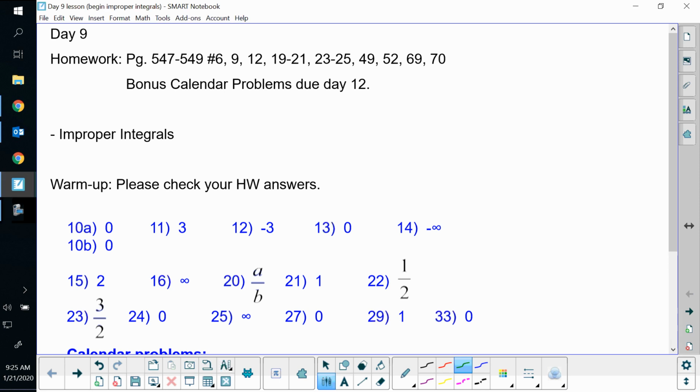All right, welcome to day 9. You can be writing day 9 problems down in your planners. Also, there's a bonus problems on the calendar, which will be due on day 12. You can have those on a separate sheet of paper.